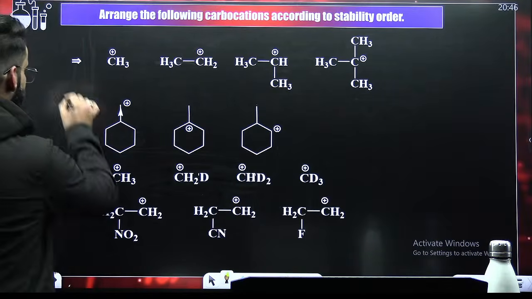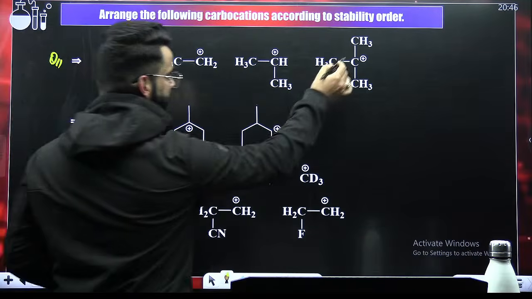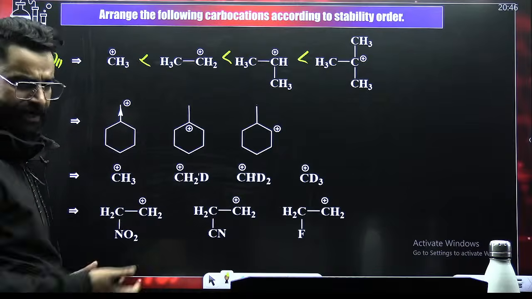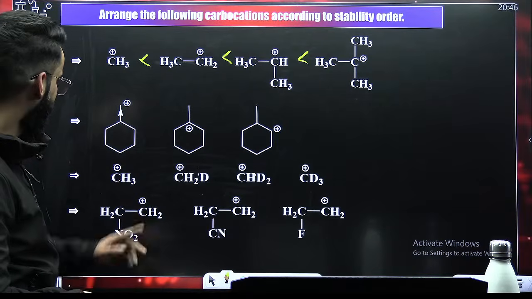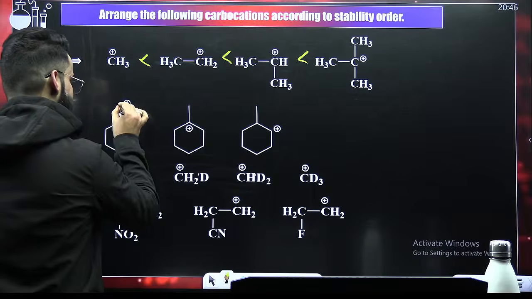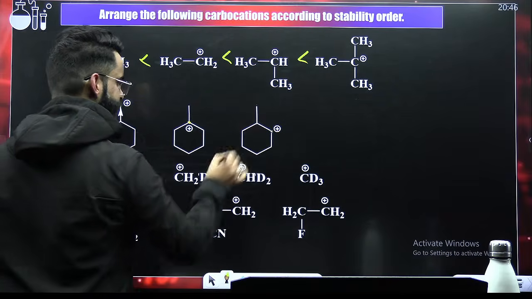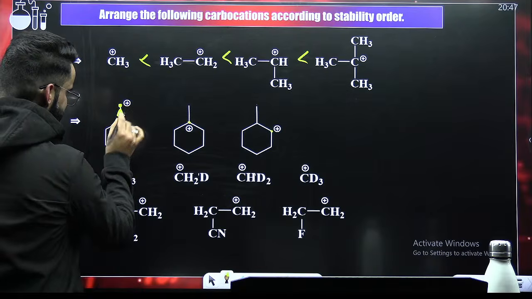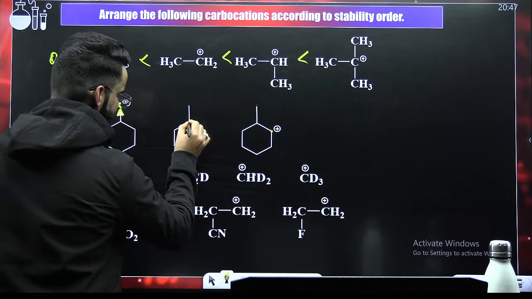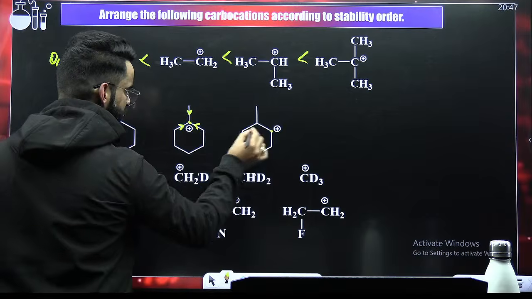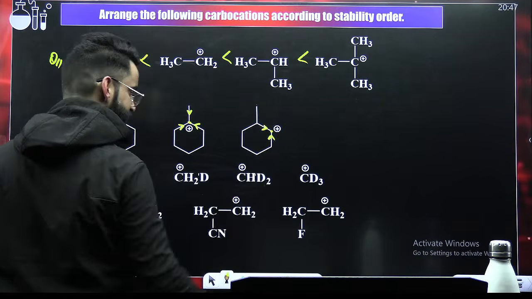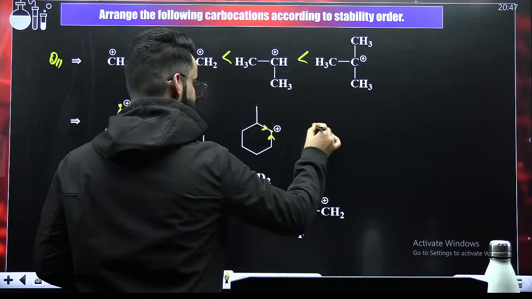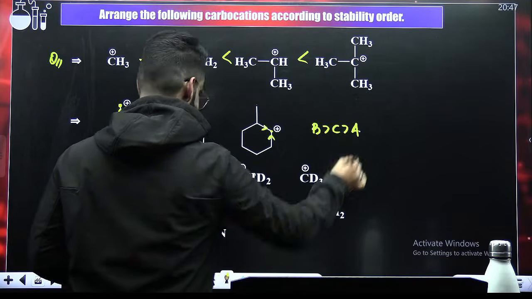This particular question we have already solved. More the alkyl groups attached, more the stability. More the electron donating groups, more the stability of the carbocation. Now, talk about this particular one. If you talk about this carbon having positive, it is getting electron density from one side. This carbon is getting electron density from all three sides. This carbon is getting electron density from two sides. So B will be more stable, followed by C, followed by A.